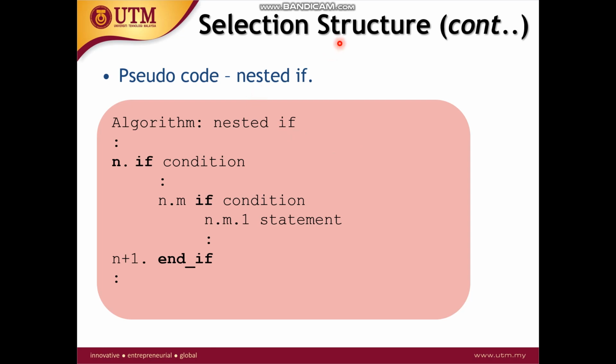So we have another type of the selection structure, which is called nested if. What do you mean by nested if? If we have an if inside another if. Now here, if this condition is true, come to this statement. The whole thing inside this if is a statement. So when this condition is true, it comes to this statement, there is another if inside this if, which is called a nested if. If this one is true, then this statement executes, then end if.